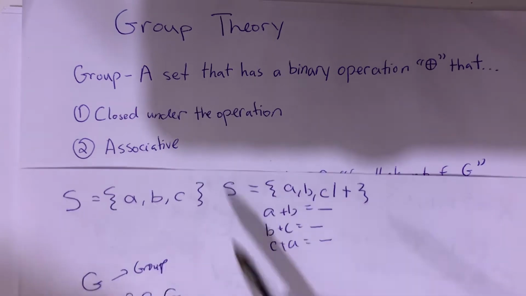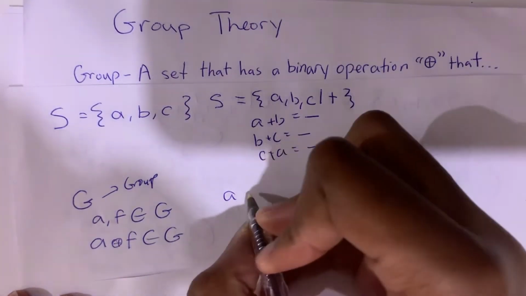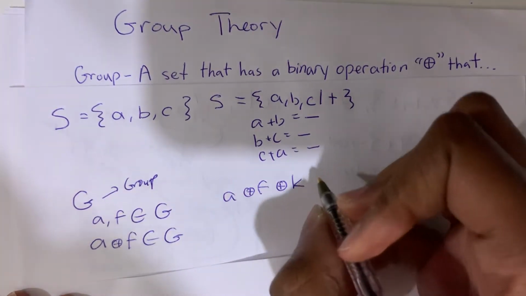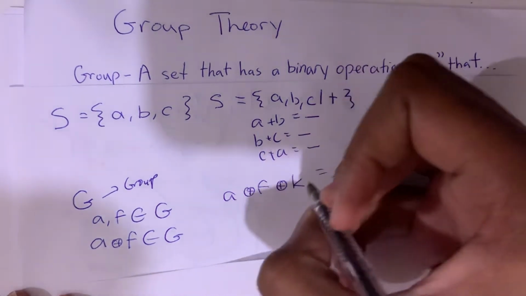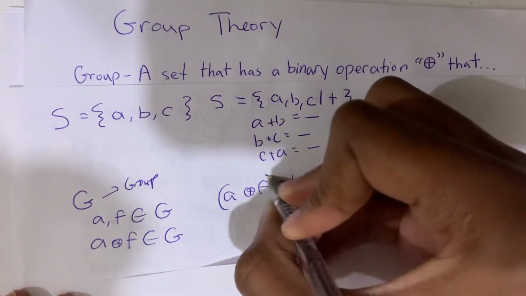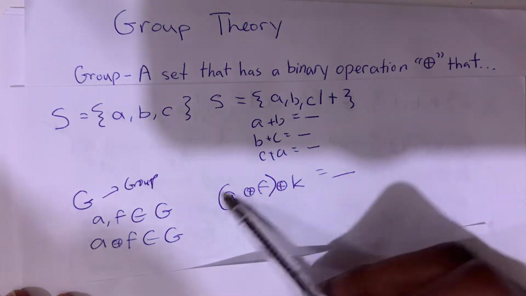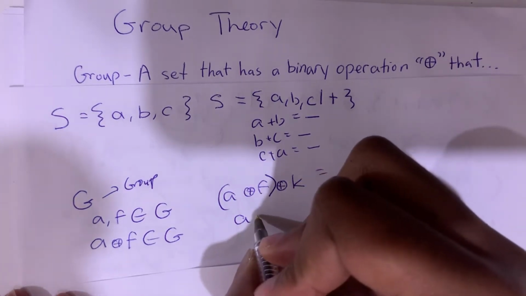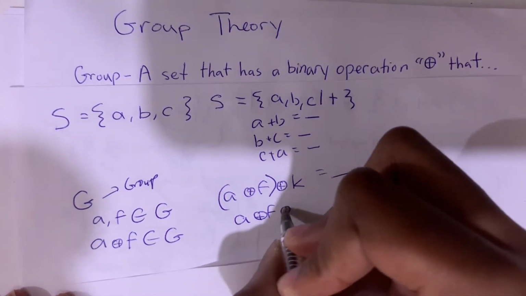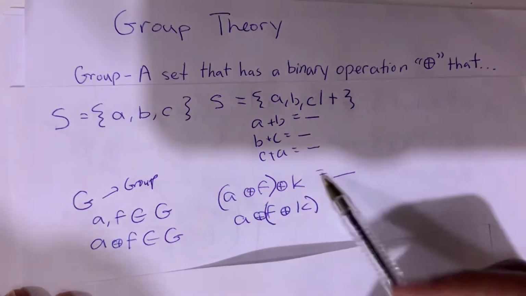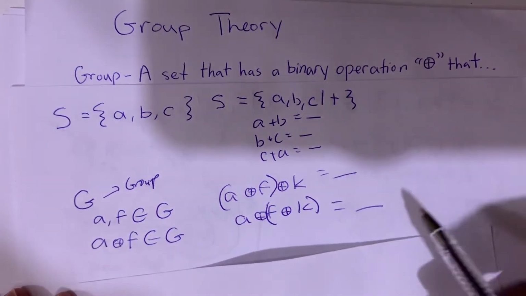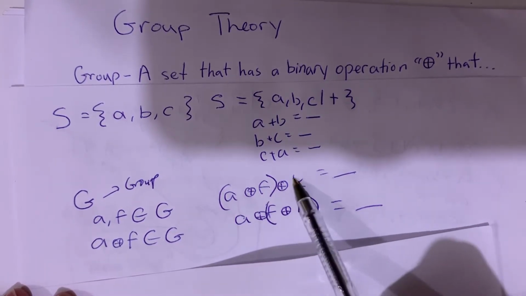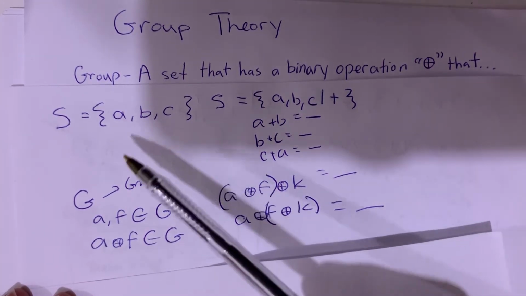It also has to be associative. What does that mean? Say I have A operated with F operated with K, and that equals some value. If we evaluate A operated with F first, then operate with K, or we evaluate F and K first to get some value and then operate with A, these should be equivalent. It shouldn't matter which part we evaluate first, our result should be the same. That's just axiom 2.